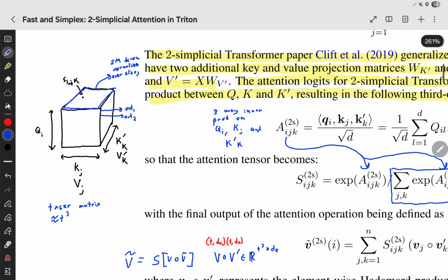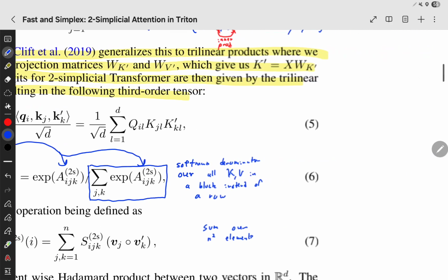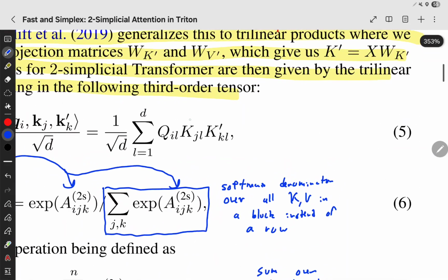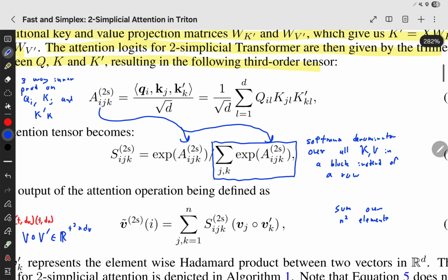So if we have a matrix here, and we pick some i, some j, and some k, so some query, some key from K, and some key from K prime, then you do the inner product like this, where L is indexing the dimension. So this would be a vector, this would be a vector, and this would be a vector that you're all indexing and summing up. So it's just a normal three-way inner product.